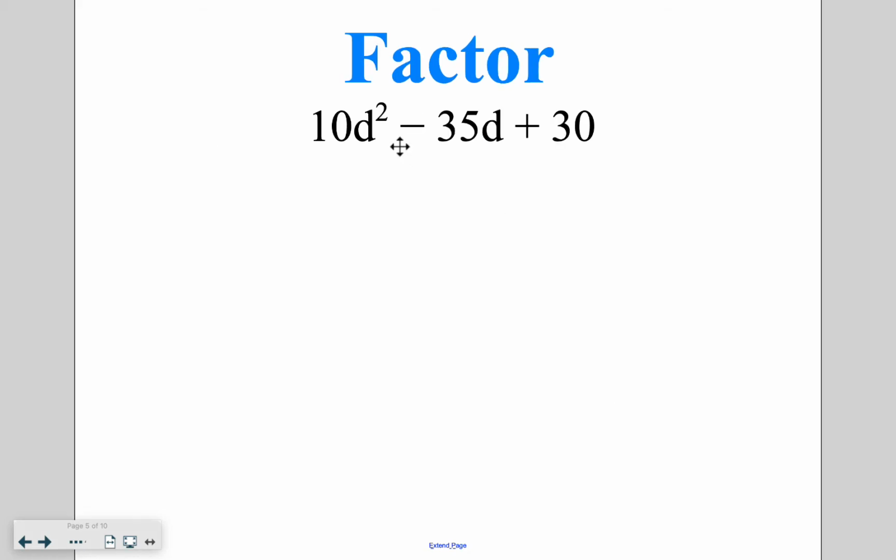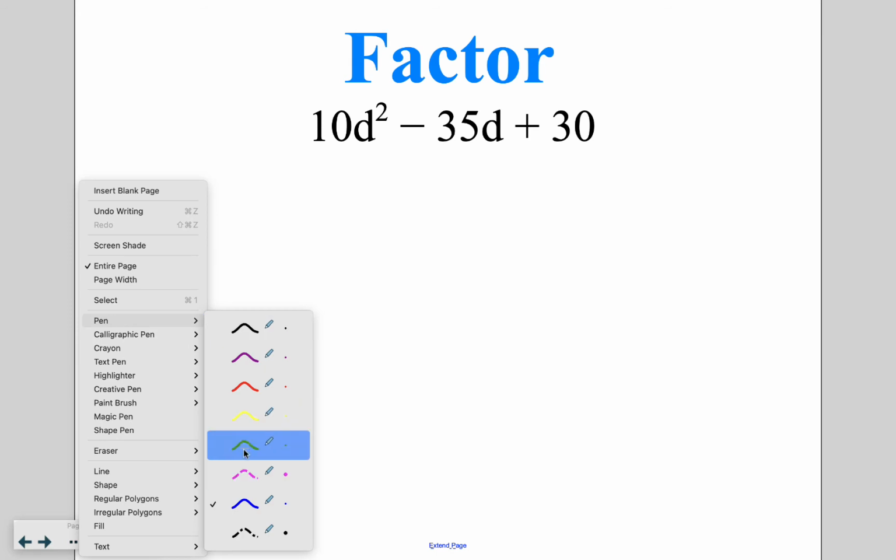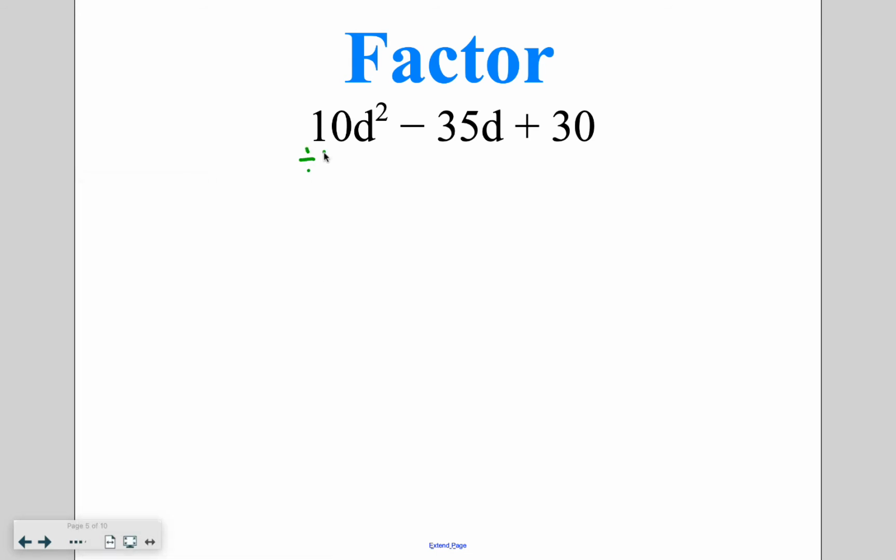Next thing we want to look at is, in this case, I've got 10d squared minus 35d plus 30. We could start right away by doing 10 times 30. That's going to give us 300. One thing we always want to check when we are working with coefficients in the front is to see if this problem can be reduced. So in this case, our first step is going to be to divide everything by 5. That 5 will be included in our final answer, but it allows us to work with smaller numbers.